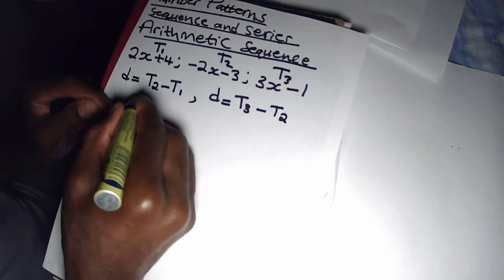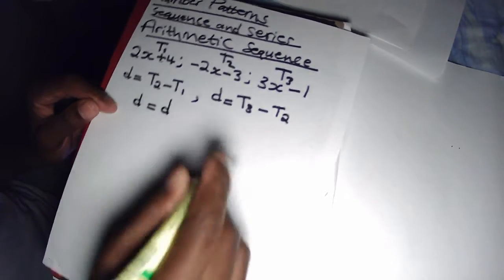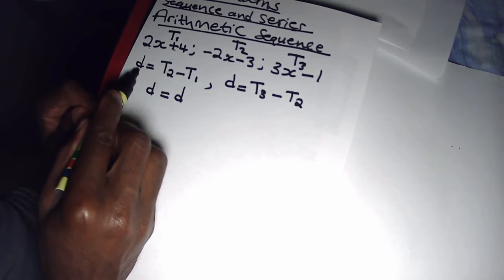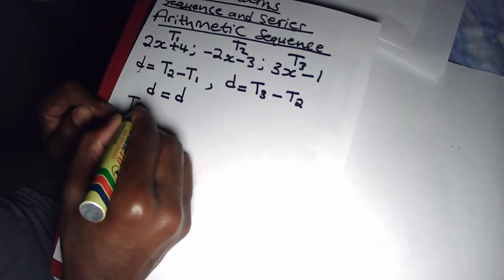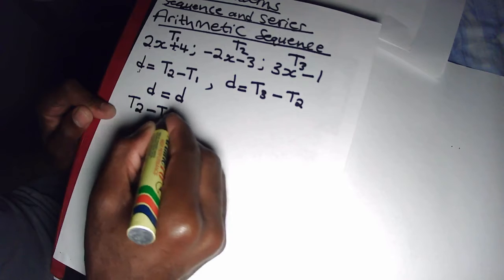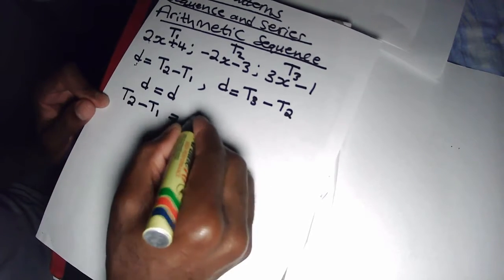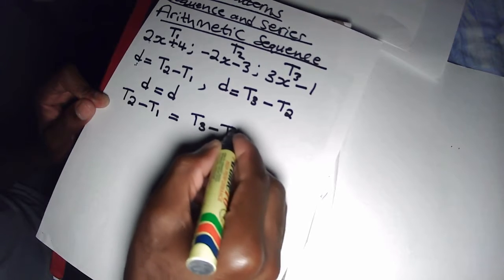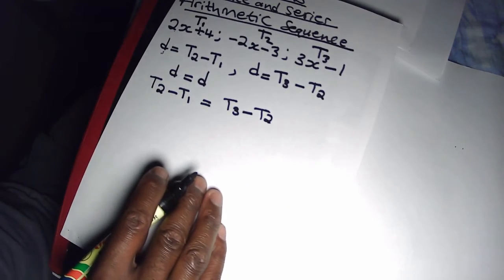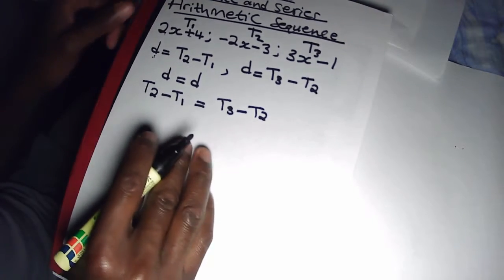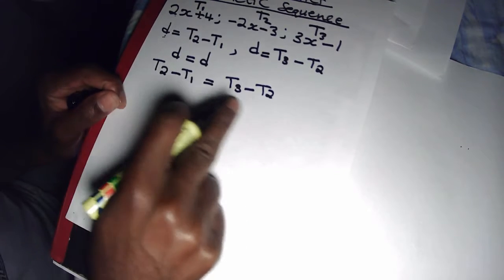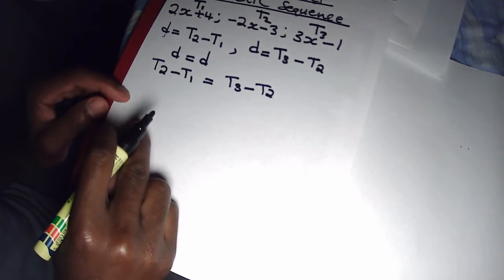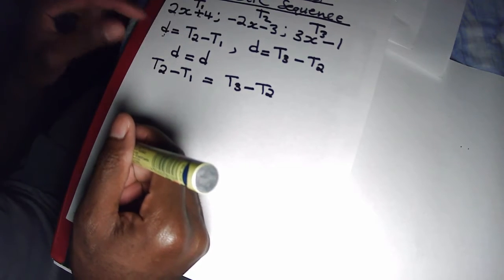So d is equal to d. This d here is equal to this d. What do I mean by that? I mean that t2 subtracting t1 is equal to t3 minus t2. Since it is a common difference, they have the same value, so we have the right to equate it like this. Now let us sub everything into this formula or equation.